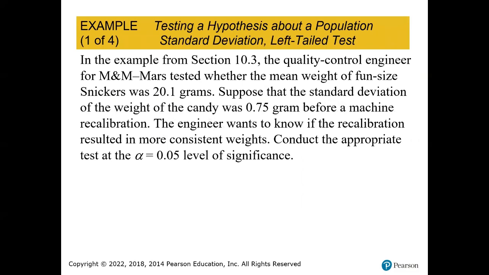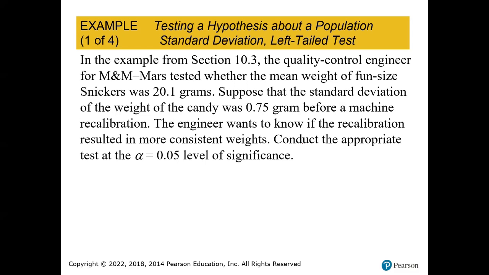The example from our Snickers bar, and I believe I still have that data saved from StatCrunch. We knew that we wanted to test if the mean weight of our fun size Snickers was 20.1 grams. Suppose that the standard deviation of the weight of the candy was 0.75 grams before the machine recalibration. The engineer wants to know if the recalibration resulted in more consistent weights. More consistent means that we have reduced our variability.